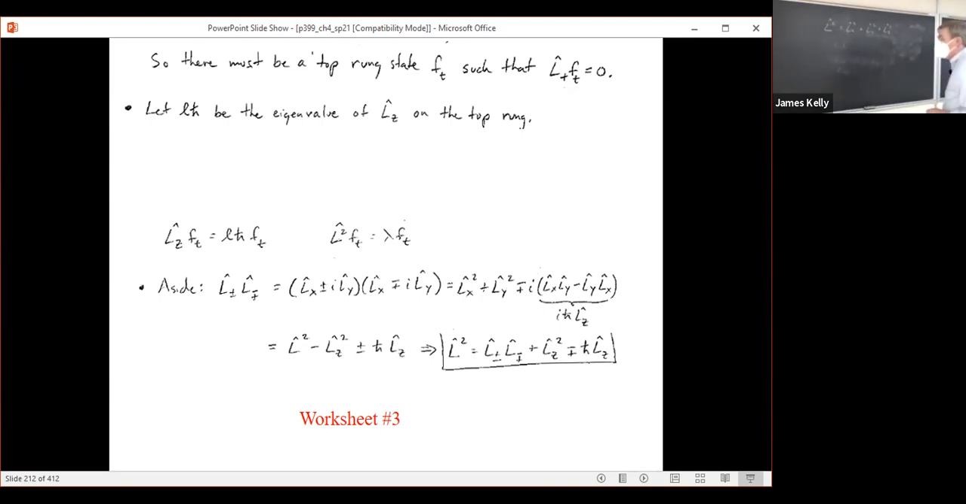So looking at the worksheet that we were working on last time, I think it says angular momentum at the top. I have one more copy. Is anybody missing theirs?